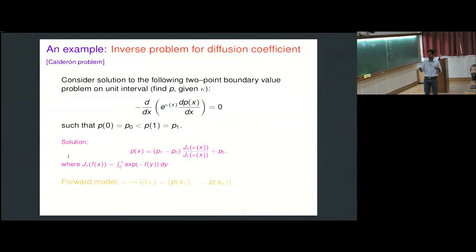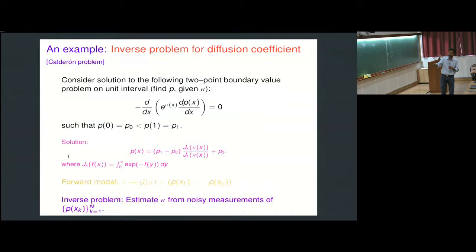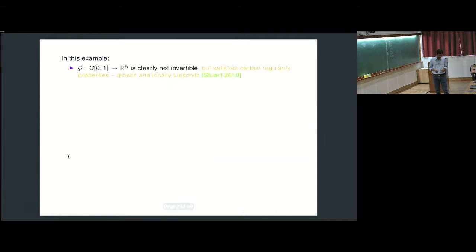So the map is basically going from: give me a function and I'll output a vector of numbers. The inverse problem is now to try to estimate kappa given these noisy measurements. So these are the true measurements, but in the statistical inverse problem setup, we do not have these exact measurements. What we have is noisy measurements, and so given the noisy measurements, can I reconstruct my kappa? Okay, so that's the statistical inverse problem. So kappa is like u. Kappa is like u, yeah.